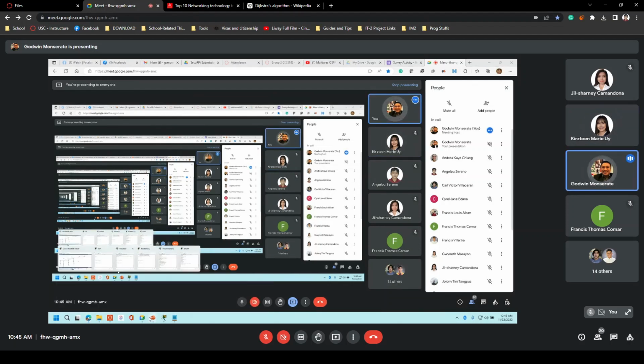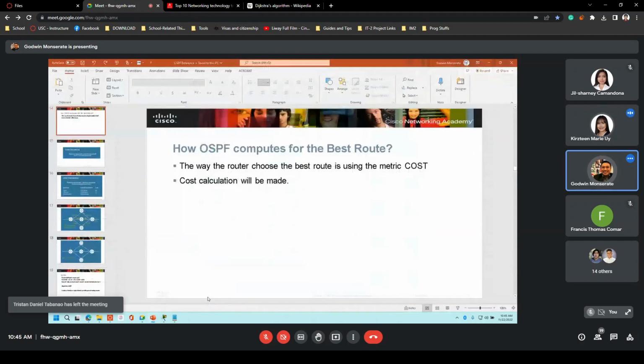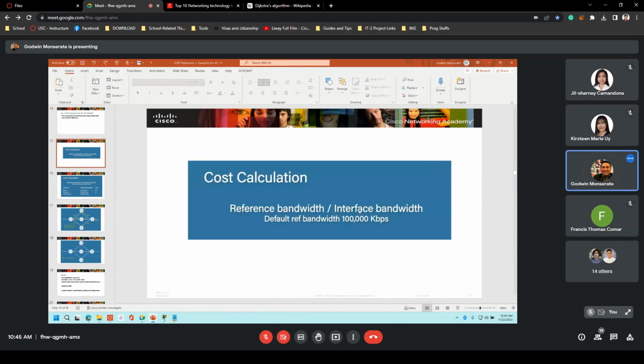Okay? There are two types of OSPF, single area and multi-area. So to understand this, let me first ask you: how does a router compute the best path? Basically it applies the Dijkstra algorithm. The way a router chooses the best path is using the metric cost. Cost calculation will be made: reference bandwidth divided by interface bandwidth. The default reference bandwidth is 100 kbps.